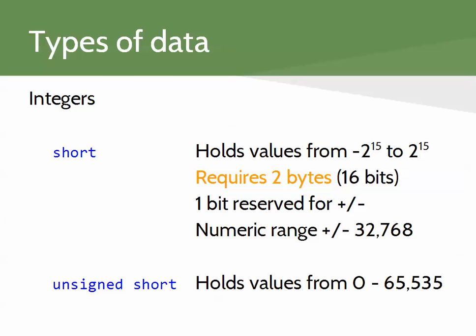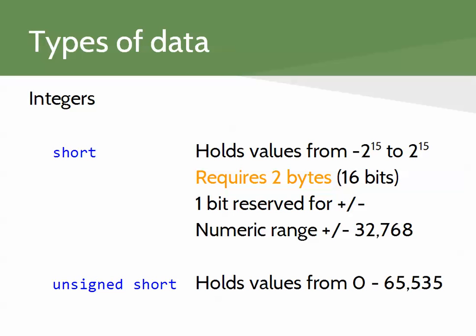but the leftmost bit is reserved for representing a plus or a minus. A 0 in the leftmost bit of a short represents a positive number. The 15 bits to the right represent a positive number. If there's a 1 in the leftmost bit of a short, then the 15 bits to the right represent a negative number. All right, so that gives us a numeric range of plus or minus 32,000, roughly 33,000.